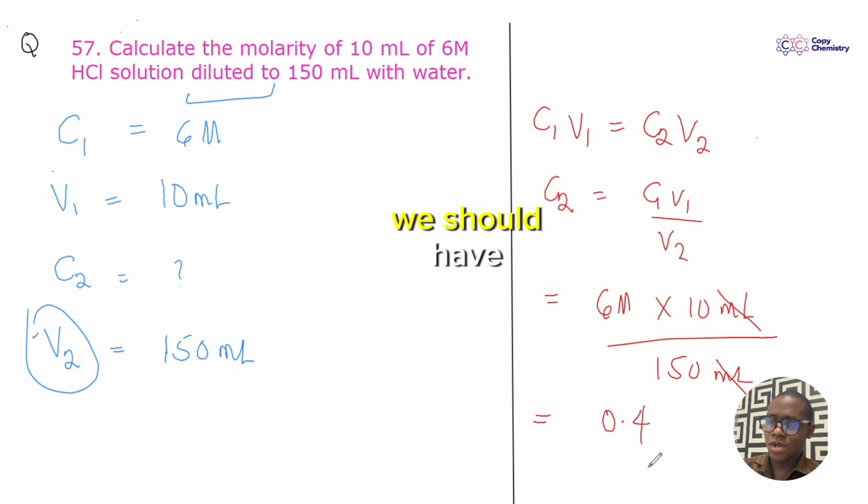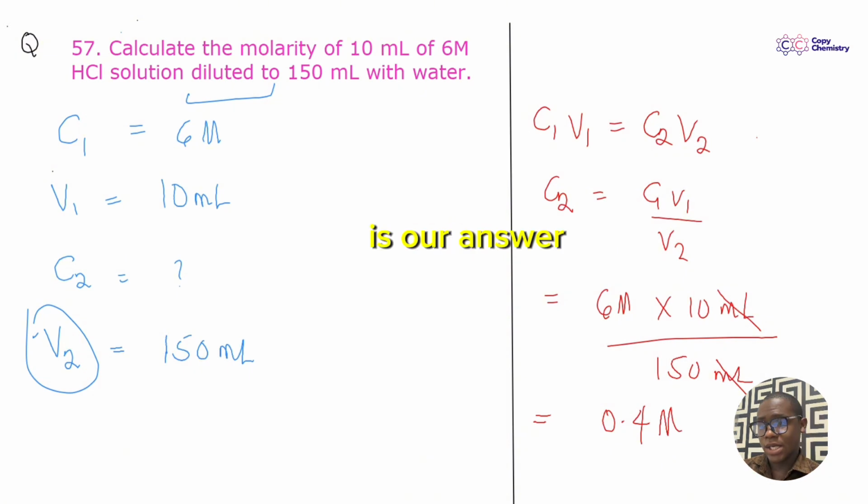So by calculation, we should have 0.4 and the capital M there. And that is our answer.